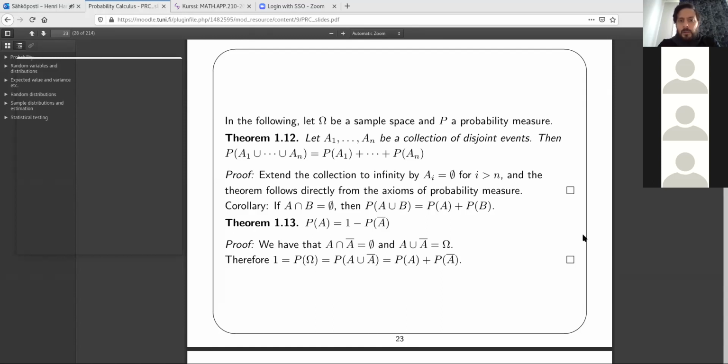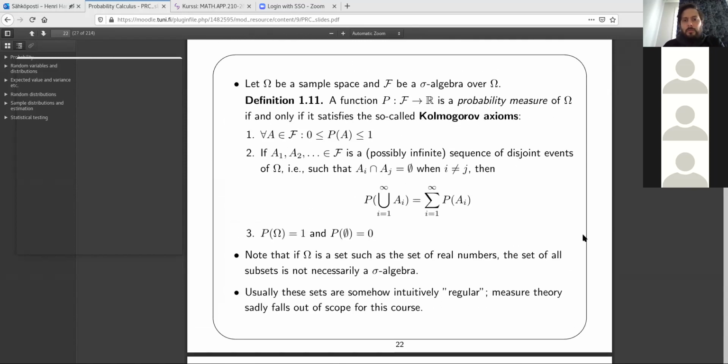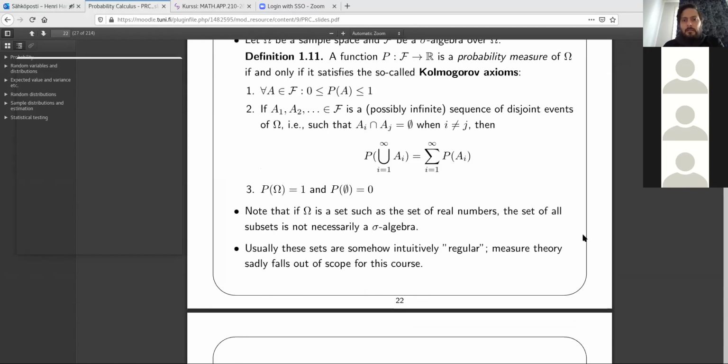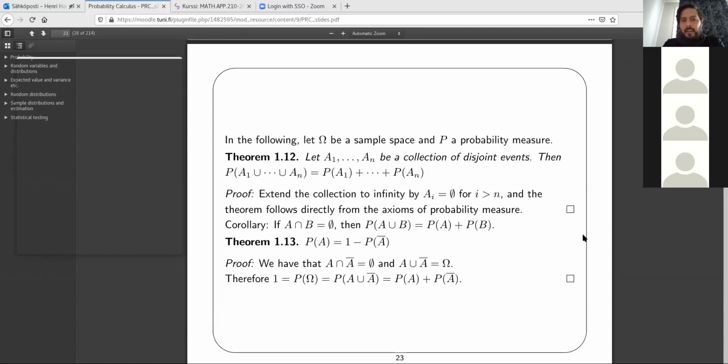These are disjoint. Well, this comes straightforward from axiom number 2. We extend this to infinity by taking the empty set and so forth, so that the first n are some non-empty sets, and everything after that is an empty set, and we get this directly from the axioms.